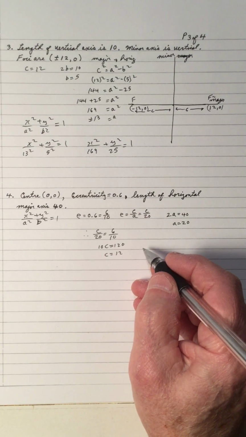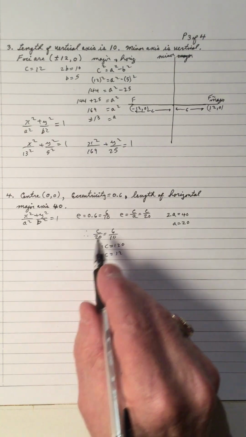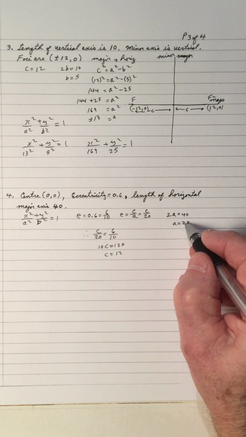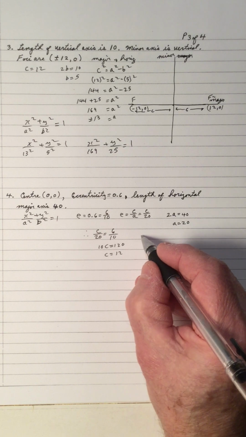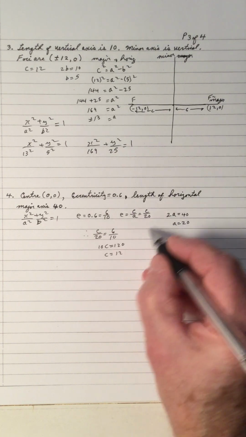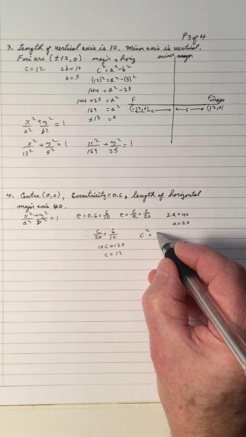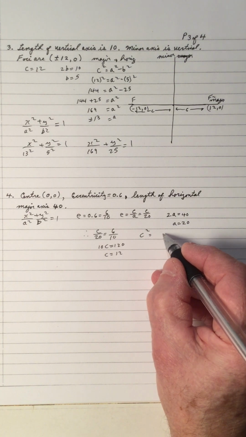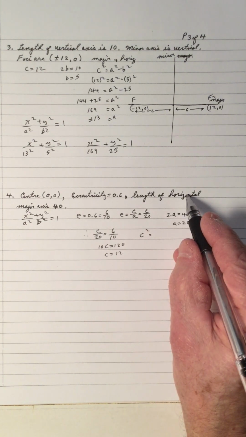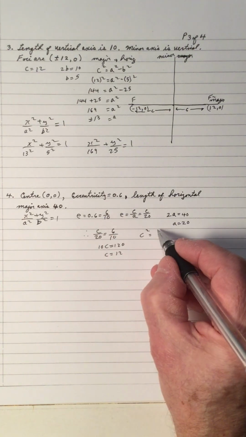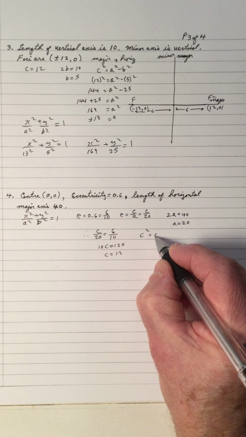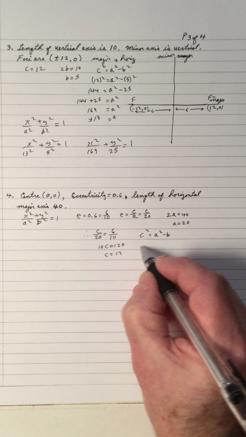So we have A is 20, C is 12. So that means we've got to work out what B is. C squared, so is it A squared minus B squared or B squared minus A squared? The horizontal is 40, so A is the major, the major is horizontal, so it's A squared minus B squared.